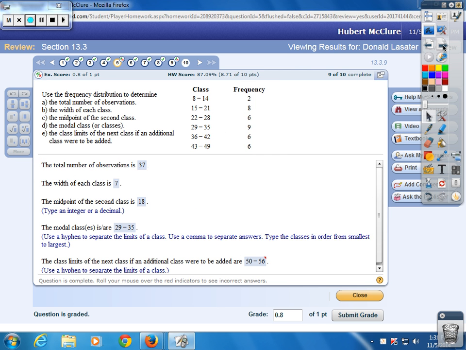What is the modal class? Well, the modal class is the class that shows up the most. So which of these numbers show up the most? Or, which has the highest frequency? It's 9, right? So that's your modal class. In other words, 9 people have a score of 29 to 35. So that's your highest number of people, and it is matched up with your modal class, which is 29 to 35.